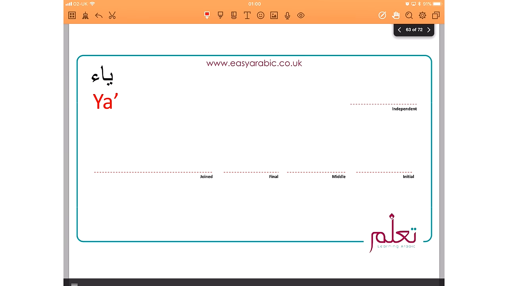Last one is the letter ya. So ya, it's like this. So it starts from the line. Ya. Okay. Now when we do it on the line initially, it's like this. In the middle. And at the end, you will see it like this. Ya.